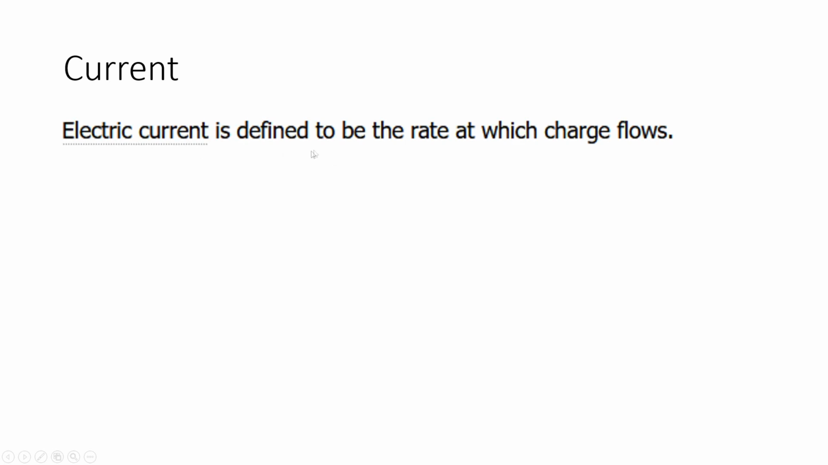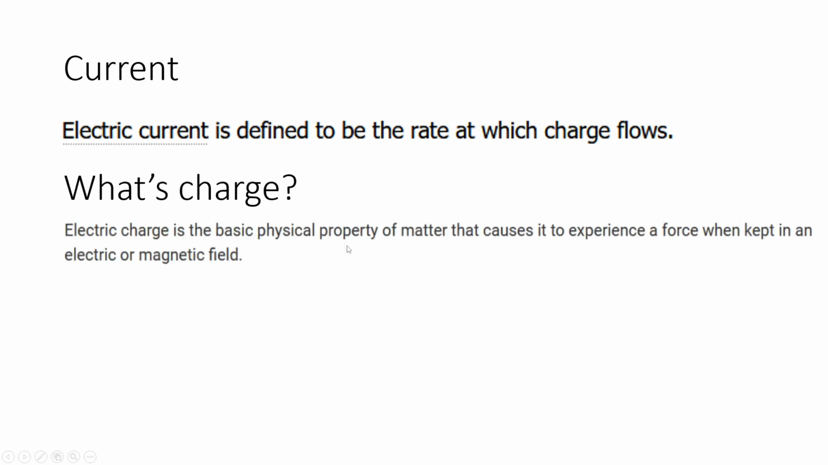I think current is the easiest to define out of the three, and current is just defined to be the rate at which charge flows. And so then, well, what's charge? Charge is the basic physical property of matter that causes it to experience a force when kept in an electric field. It's kind of like how most of matter has mass, and mass is another basic property of matter. But in this case, charge is the property that causes matter to experience a force in an electric field.